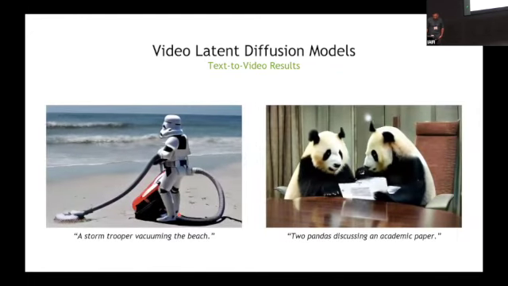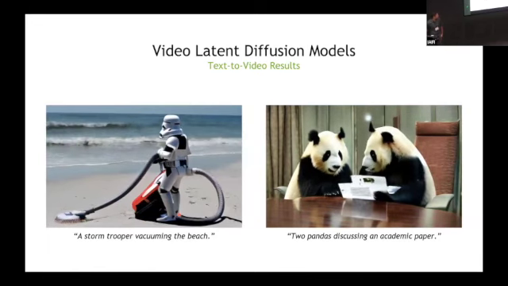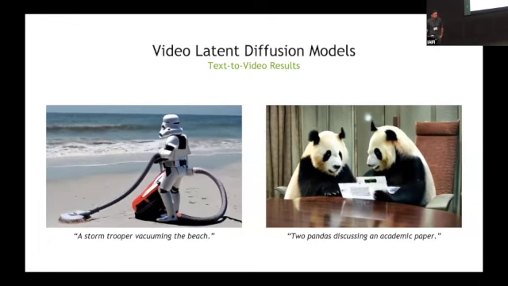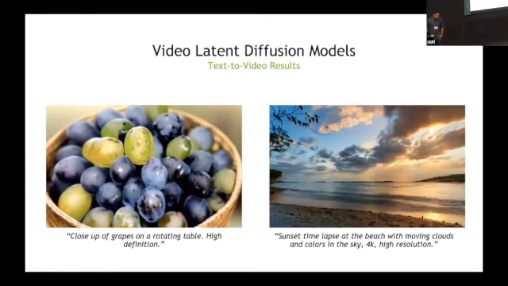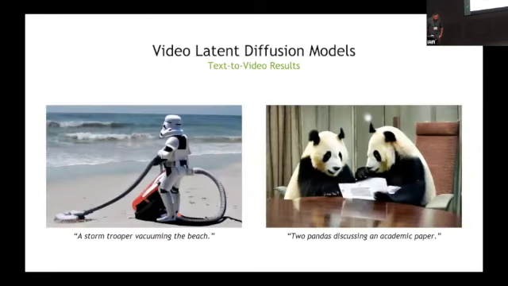You can do fun things like this, two pandas discussing an academic paper or stormtroopers vacuuming the beach. You can also do more realistic videos. I think it's important, so I don't show these by coincidence. What these videos show is zero-shot generalization towards compositions that you usually never see in your training data. The training videos did not incorporate these videos, but the model learned to combine these different concepts in a meaningful way. You see the same zero-shot generalization in large text-to-image models, for instance.